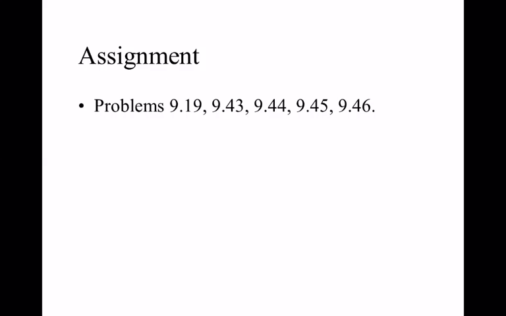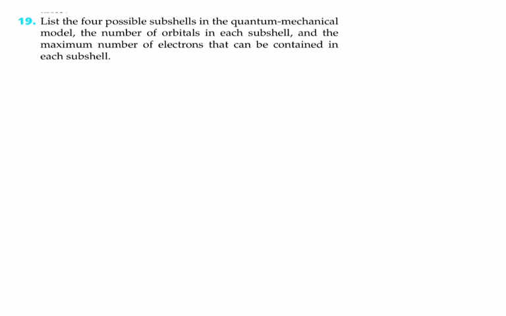Okay, so we'll take a quick look at these. Again, this is in Chapter 9. We are clear up in Chapter 9 now, kind of bouncing around a little bit. I think my lecture notes have what's called a lecture guide at the beginning of the unit to tell you the roadmap for where we'll be going in a chapter or in a unit. So 19 looks like this. List 4 possible subshells, the number of orbitals in each subshell and the maximum number of electrons that can be contained in each subshell.